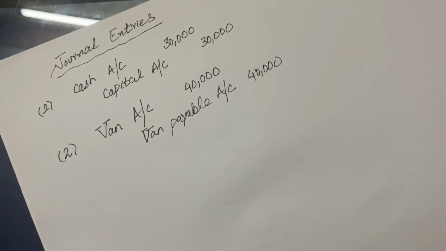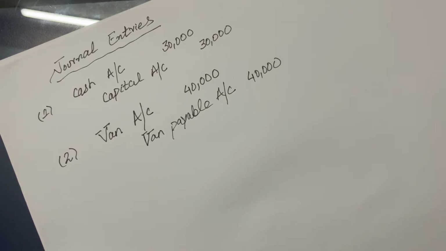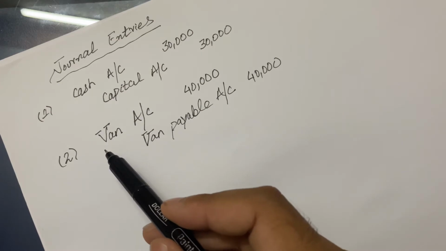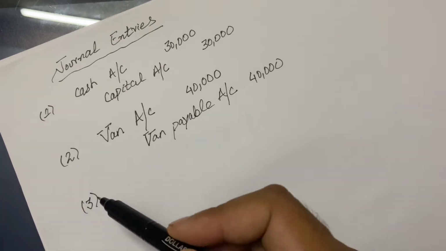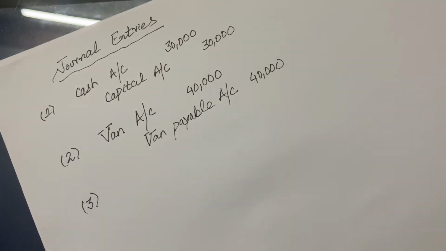So the van, which is an asset that he is going to purchase, is going to be purchased using a liability for which he is not going to pay right now. He has to pay it in future, so it is a liability, and whenever there is an increase in liability, it will always be credited. And the van is an asset account which is debited, because whenever there is an increase in asset, it will be debited.